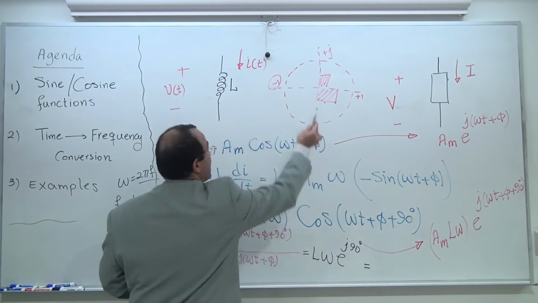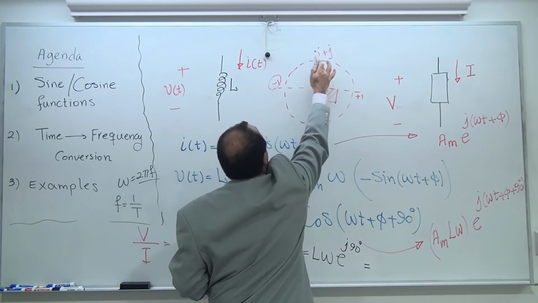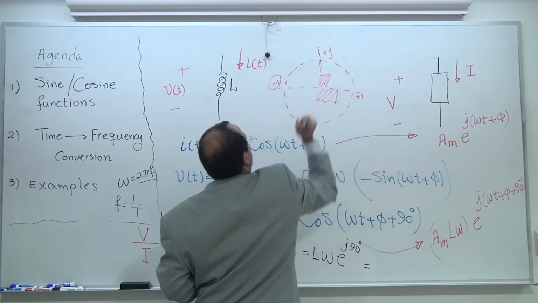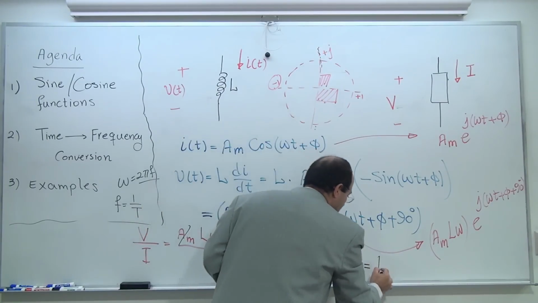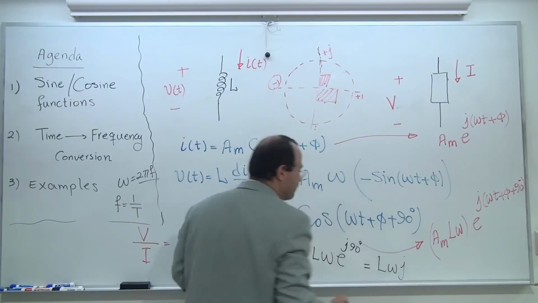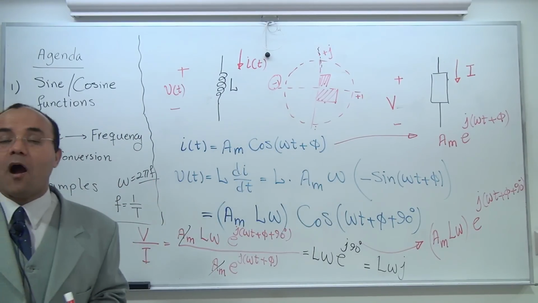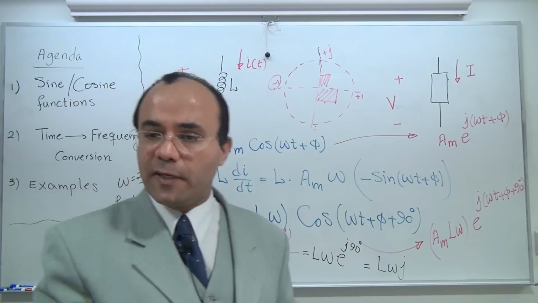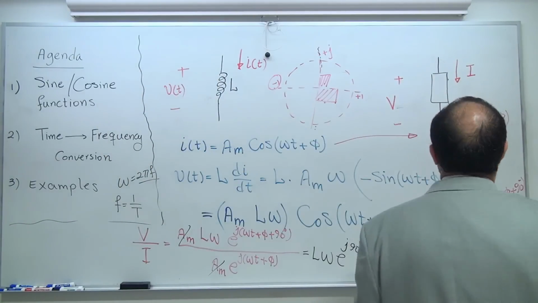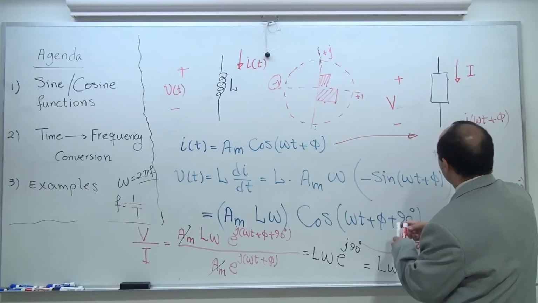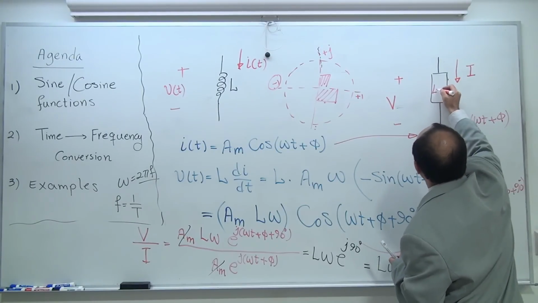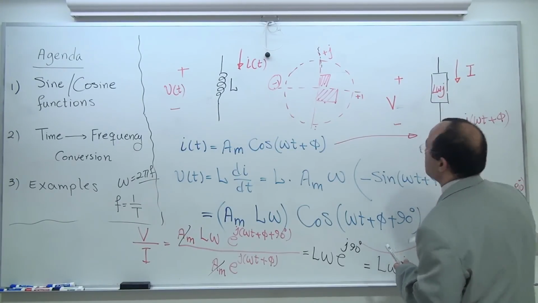What is e to the power of j 90 degrees? 90 degrees, that's j. Okay? So it's going to be L omega j. This relationship tells me that the V to I relationship in the frequency domain for an inductor is L omega j. This is L omega j.